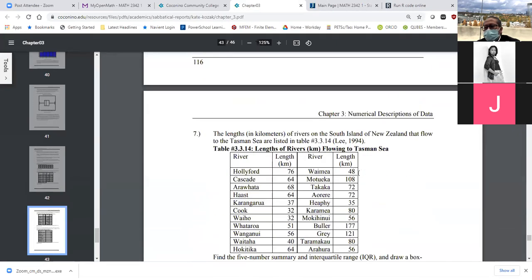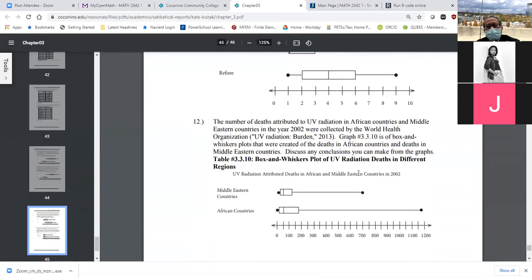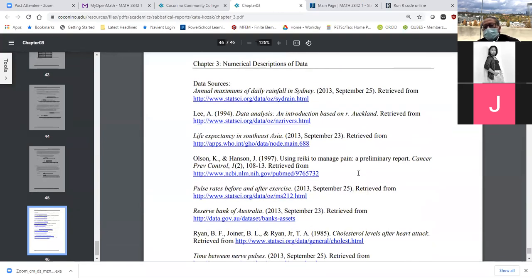Yeah, I think that's all for chapter 3. You just need to look for the center and also the measure of spread. And if you want to do another, this is using the dot plot.